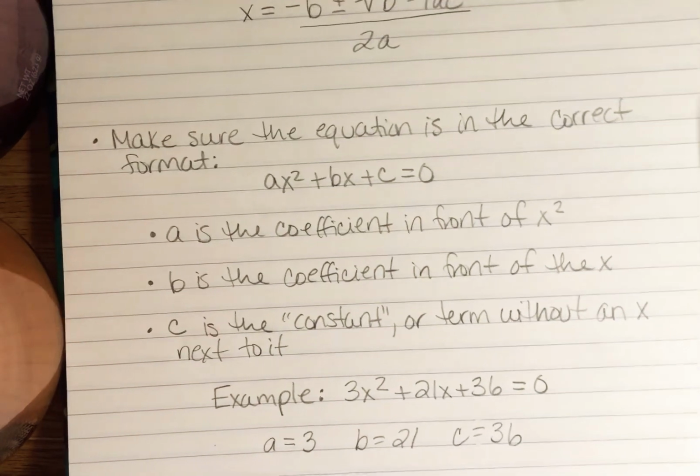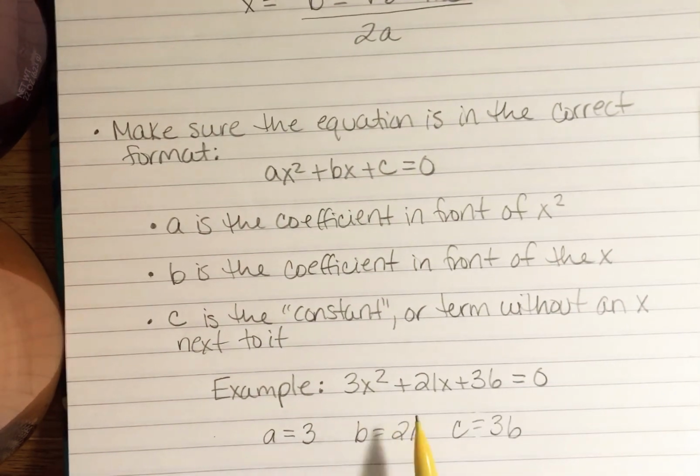Okay, I have an example here for us to work. 3x squared plus 21x plus 36 equals 0. And that's in the correct format. I went ahead and pulled out what our a, our b, and our c is. So you can see that's your a, that's your b, and that's your c.